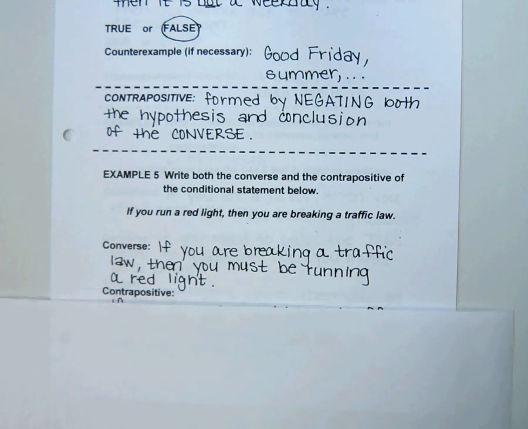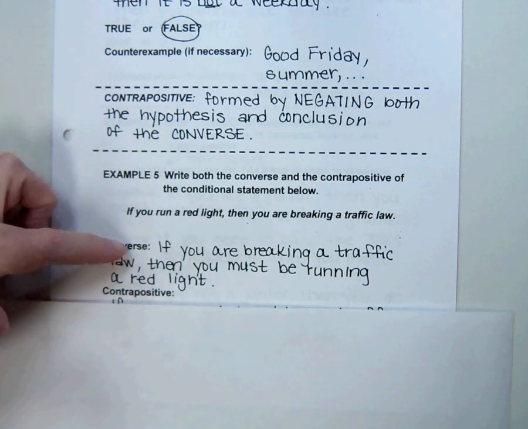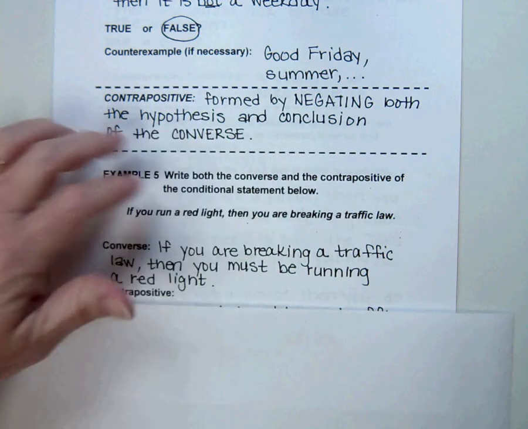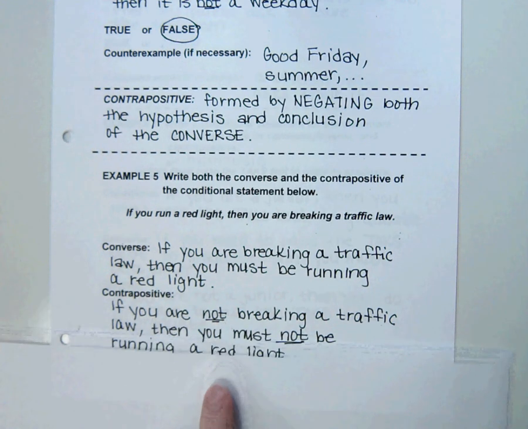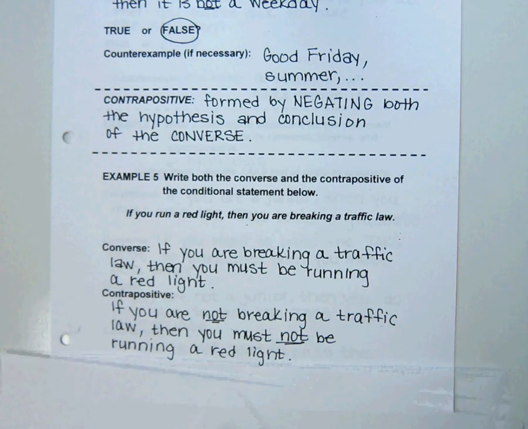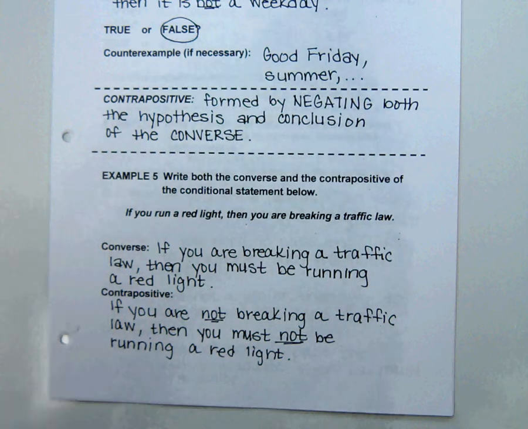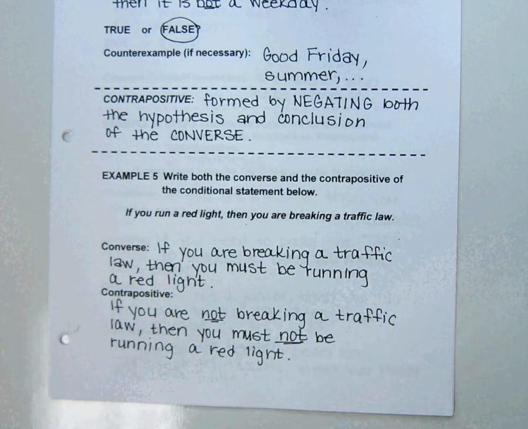So a contrapositive means you're going to keep it flipped, but instead of "if you are breaking," you're going to add the word not. If you are not breaking a traffic law, then you must not be running a red light. So you might want to, I think I'm going to highlight that so you'll remember that.